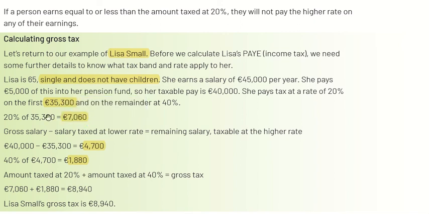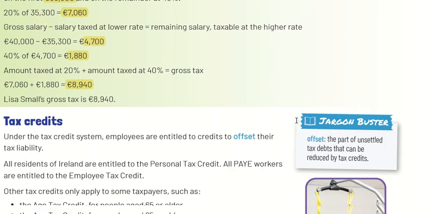So that amount is added to the lower rate. For the first 35,300, the lower rate, the tax payable, this is yearly now, is €7,060. At the higher rate, because she earns more than that, it's 1,880. So adding the two of them together, it would be 8,940 in total. So that's for gross tax, or PAYE. Now there will be credits. We're going to talk about that depending on your circumstances as well.